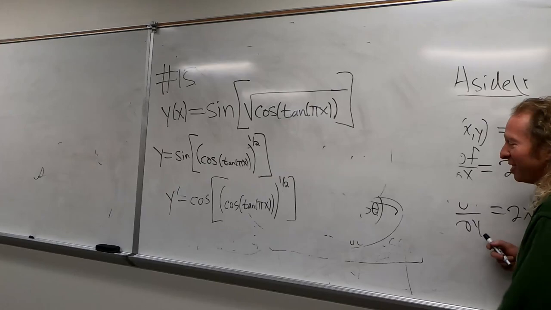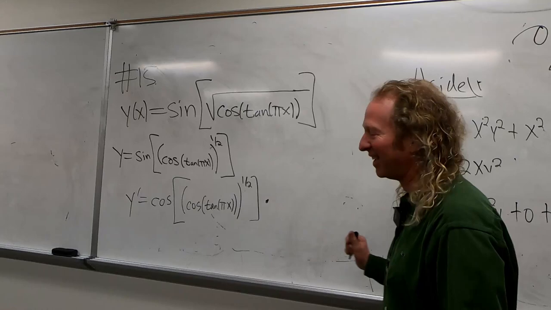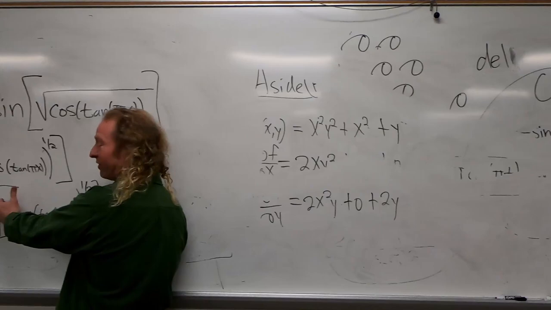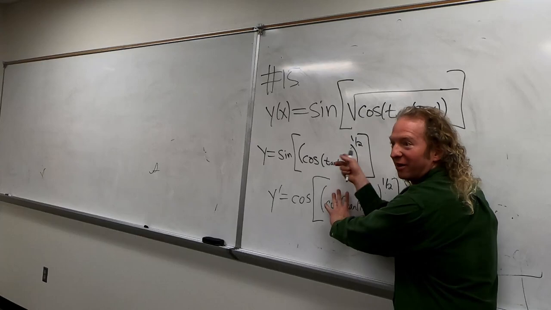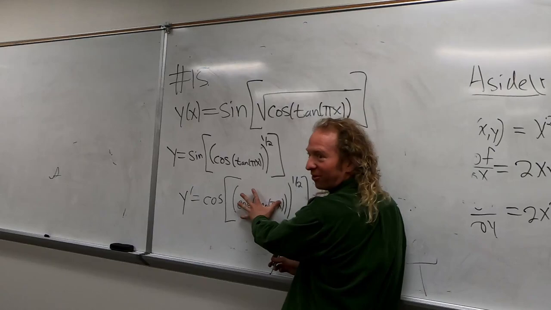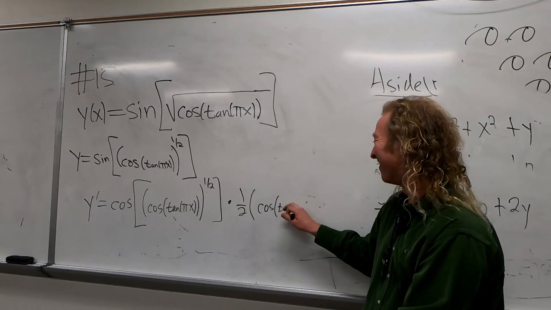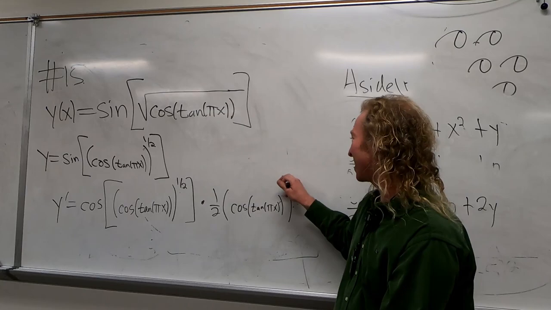Times. So it's negative, almost. So it's the derivative of the inside. So you have to put the 1/2 in the front now. Chain rule here, right? So 1/2. No, leave the inside untouched, right? Cosine. Oh, I know, it's so insane. Negative 1/2 times, I'll pause here.